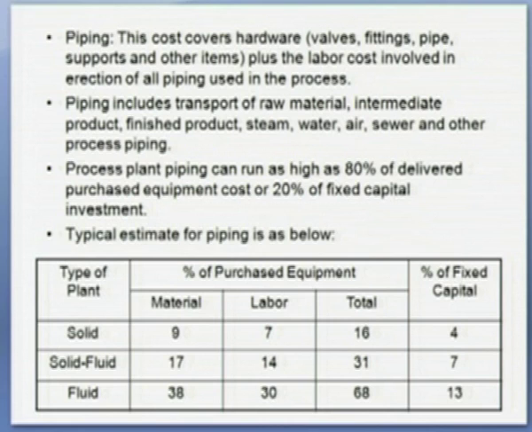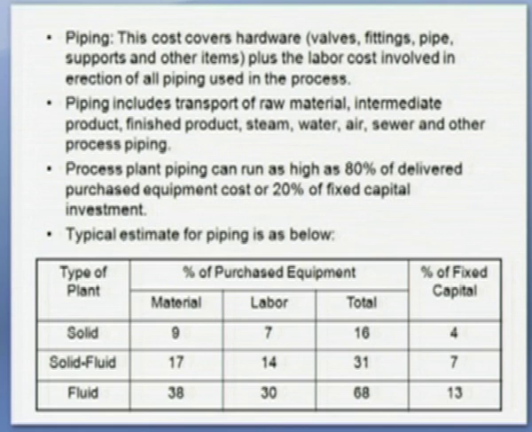Yard improvement and service facilities. Yard improvement for a process plant includes the cost of fencing, grading, roads, sidewalks, railroad siding, landscaping, etc. The typical contribution of this cost component for most process plants is about 10 to 20% of purchased equipment cost, or approximately 2 to 5% of the fixed capital investment.